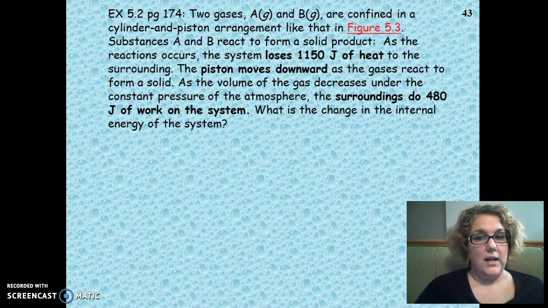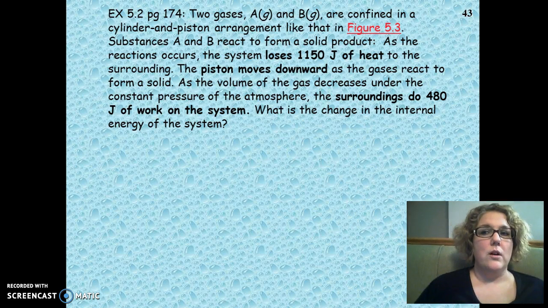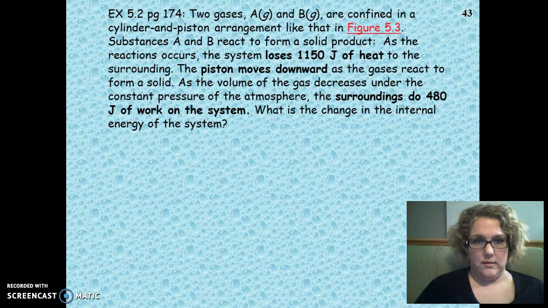Then the piston moves down as the gases react to form a solid. As the volume of the gas decreases under the constant pressure of the atmosphere, the surroundings do 480 joules of work on the system. The surroundings did work on the system. So should W be positive or negative? Hopefully you said positive for that one.